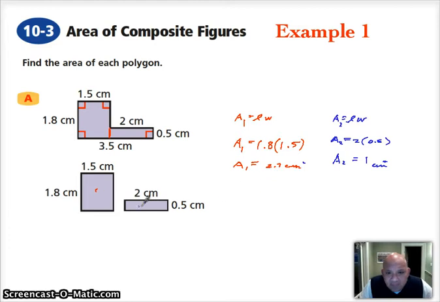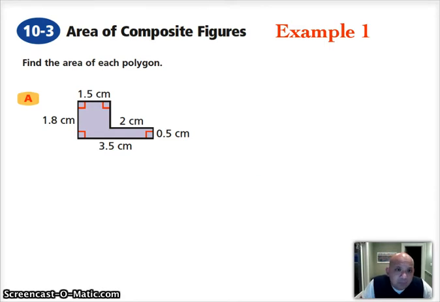But in the end, we're going to add the area of rectangle 1 plus the area of rectangle 2. So now we have a combination of 2.7 plus 1 equals 3.7. Now this is where the label becomes crucial. 3 7/10 centimeters squared. There's your answer.